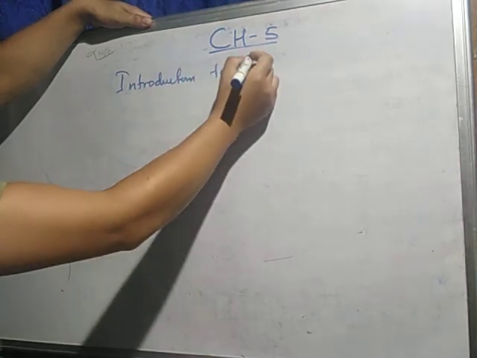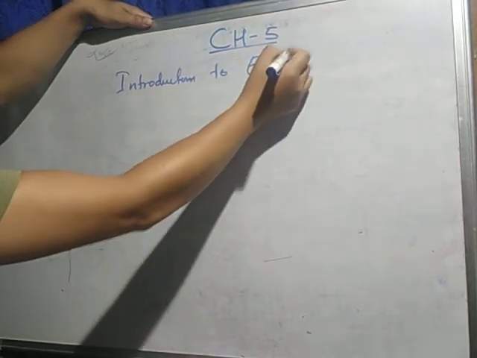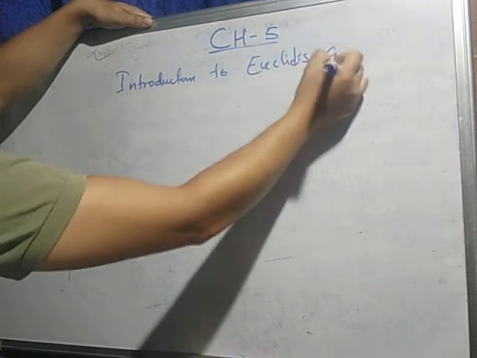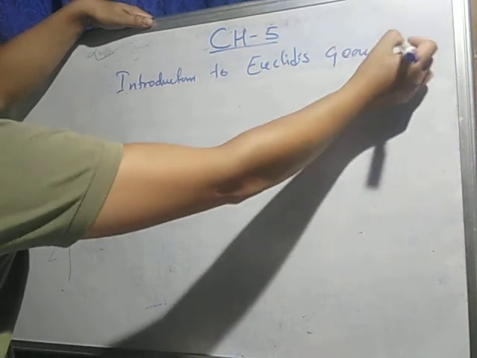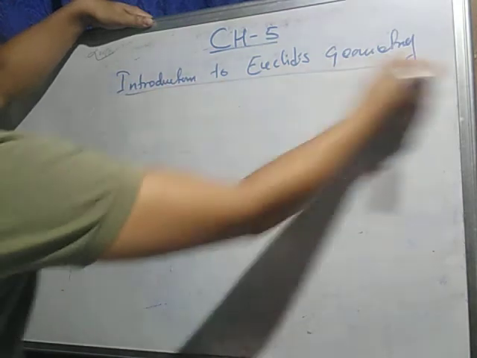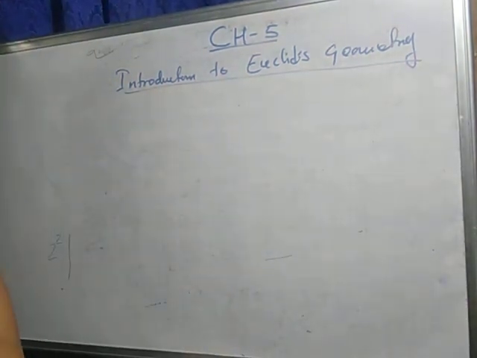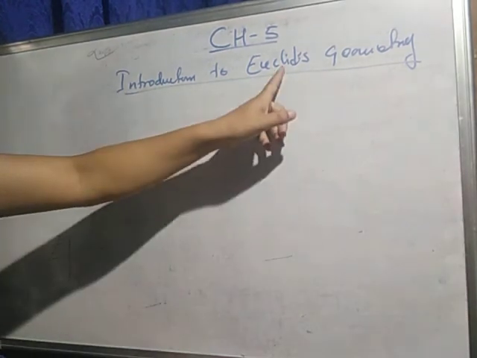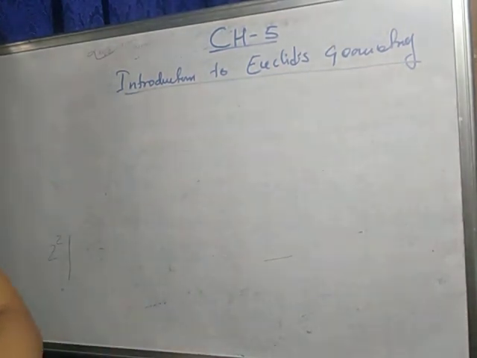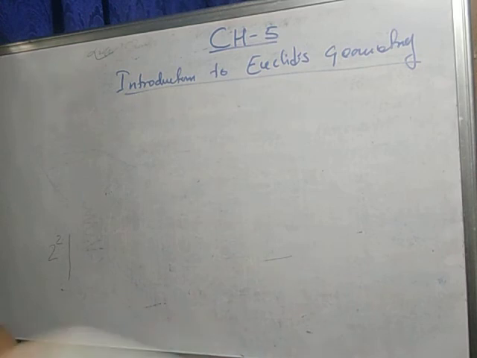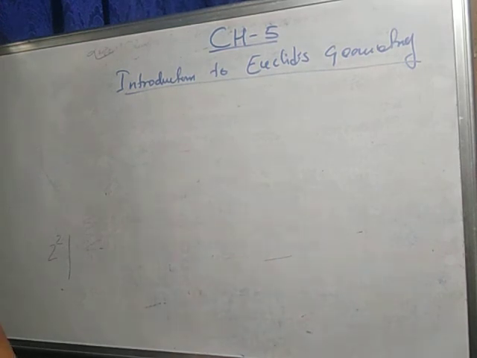to Euclid's geometry. Euclid was from Egypt, and Euclid is the name of a mathematician. In your book, on page number 78 and 79, you will get the information about Euclid and Thales. So read that one.